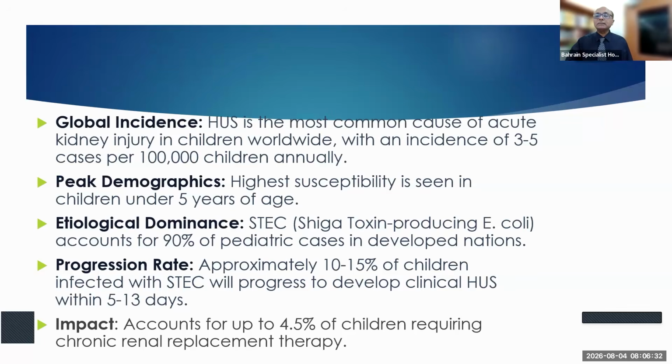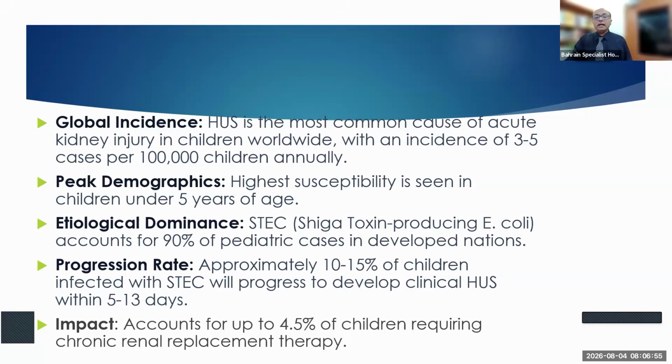Incidence has been reported at around 3 to 5 cases per 100,000 children annually. It is the most common cause of acute kidney injury worldwide. The highest susceptibility is seen in children below 5 years, but some cases are reported up to 10 years.